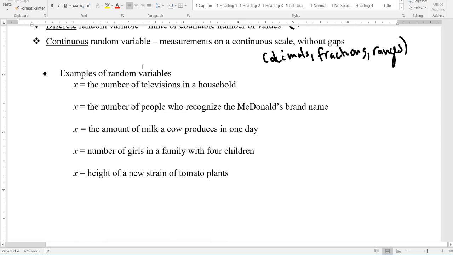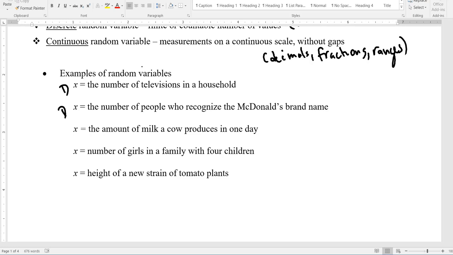So the number of televisions in a household. In this situation, you could have 0, 1, 2, 3, but there are no decimals or fractions, so this is going to be a discrete random variable, right? Number of people who recognize McDonald's brand name. You're not going to have 1.2 people, right? The number of people is discrete.